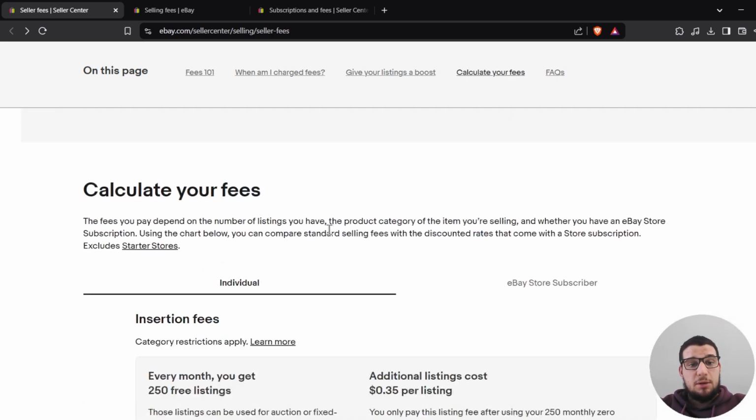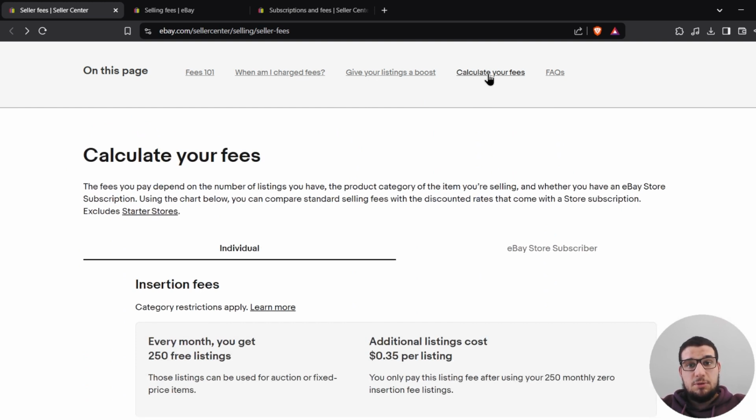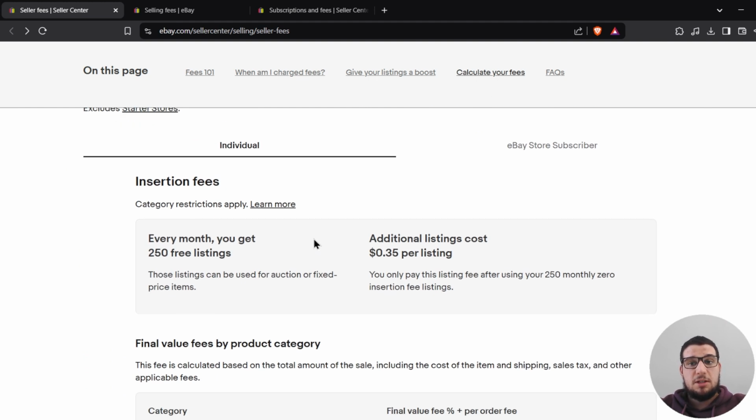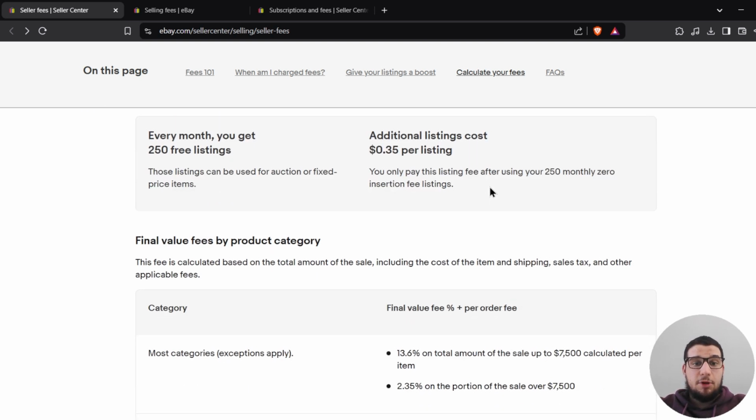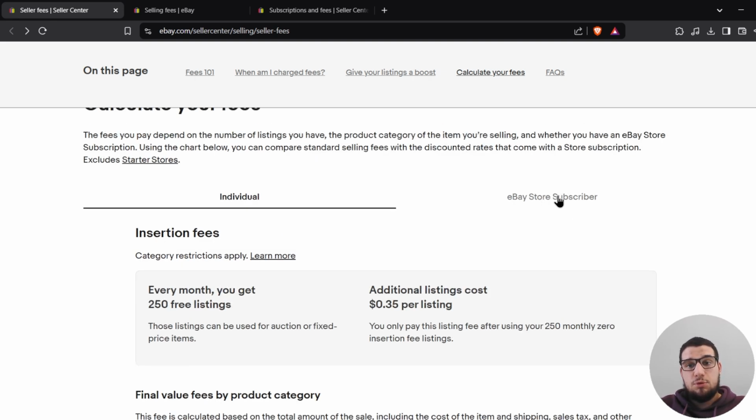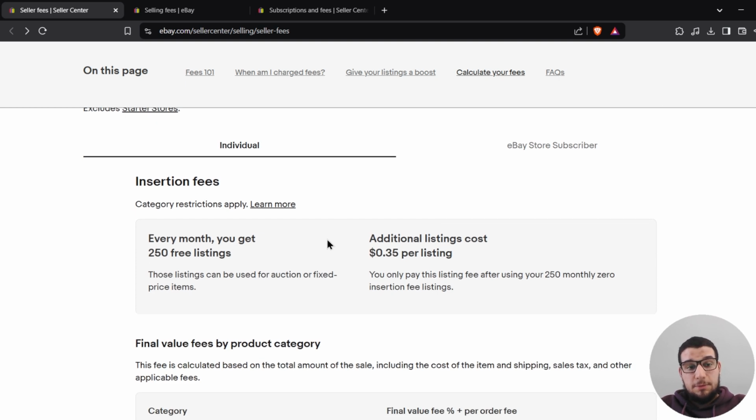You can also head to calculate your fees, as I said. Right here, if you type that, calculate your fees, you'll see this page that I'm talking about. And if you are an eBay store subscriber, which is basically a thing where you pay eBay a monthly price to make your fees less. So whenever you start seeing a lot of success with eBay, you can come here and subscribe to the eBay store, which will minimize the fees that you are paying and turn it into a monthly subscription, especially if you are doing well. So yeah, as I said right here, every month you get 250 free listings.